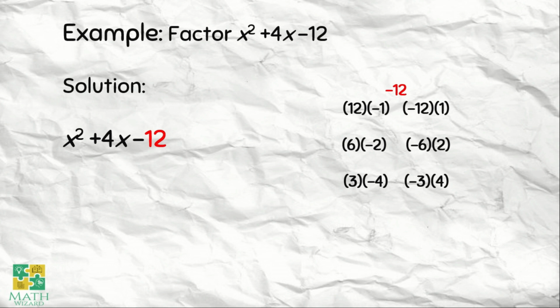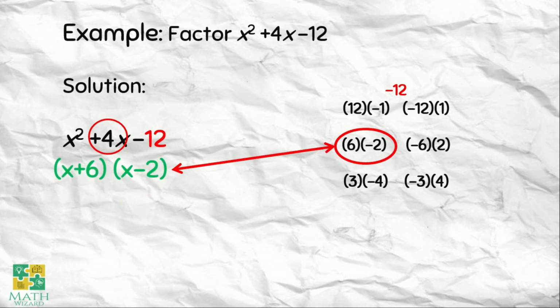Next na gagawin natin ay kailangan natin mahanap yung pair na when we add them together, the result must be positive 4. Alin kaya sa mga pares na ito ng factors ng negative 12 na kapag in-add natin, the result is positive 4? Okay? Try natin. 12 minus 1, that's positive 11. Negative 12 plus 1, that's negative 11. Okay? We have 6 minus 2. Tama. The answer is positive 4 kasi 6 minus 2 is 4.